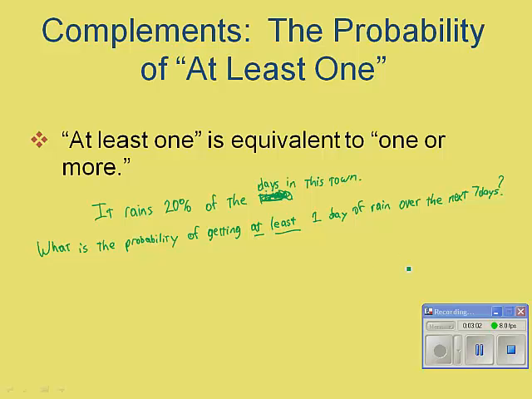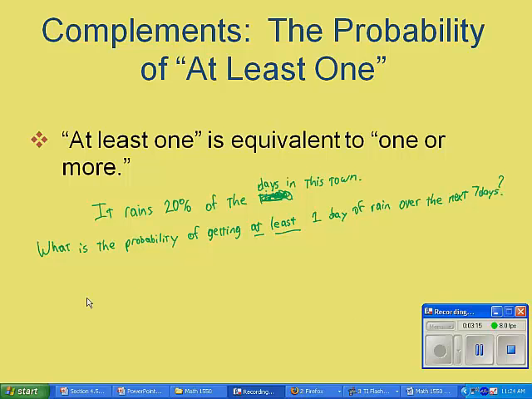And this is a question you could think about for a minute and talk to someone next to you, and maybe you can make an estimate. If there's a 20% chance of rain, what is the probability of getting at least 1 day of rain over the next 7 days? How about I ask you this? Do you think it probably will rain over the next 7 days, or probably won't rain over the next 7 days? How many say it probably will rain? How many say it probably won't rain? And how many don't want to vote?